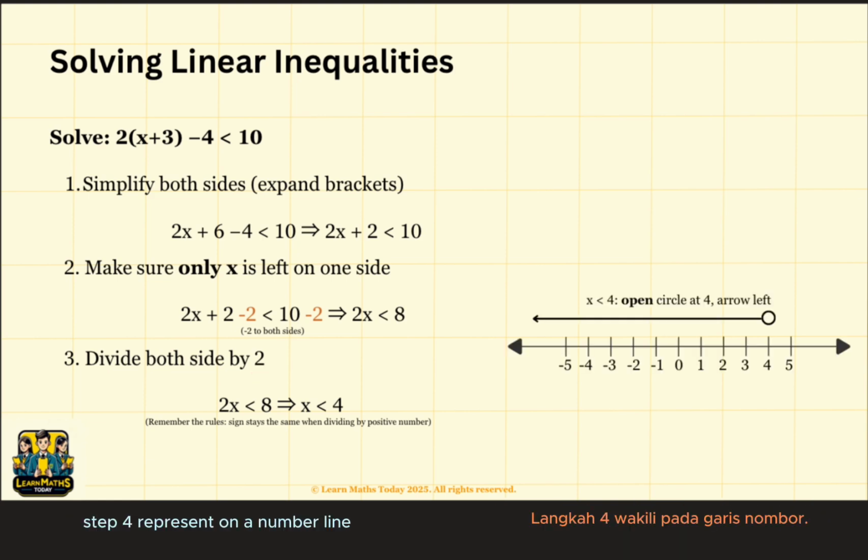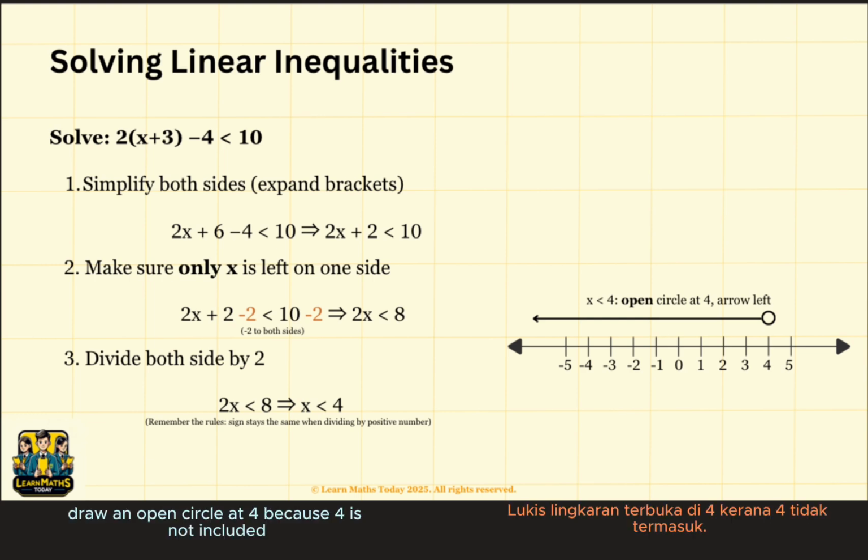Step 4. Represent on the number line. Draw an open circle at 4 because 4 is not included, and point the arrow to the left to show all the numbers less than 4.